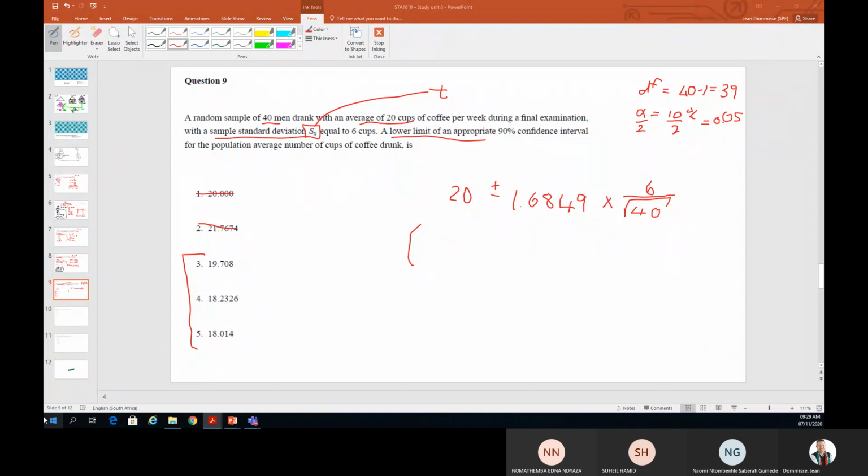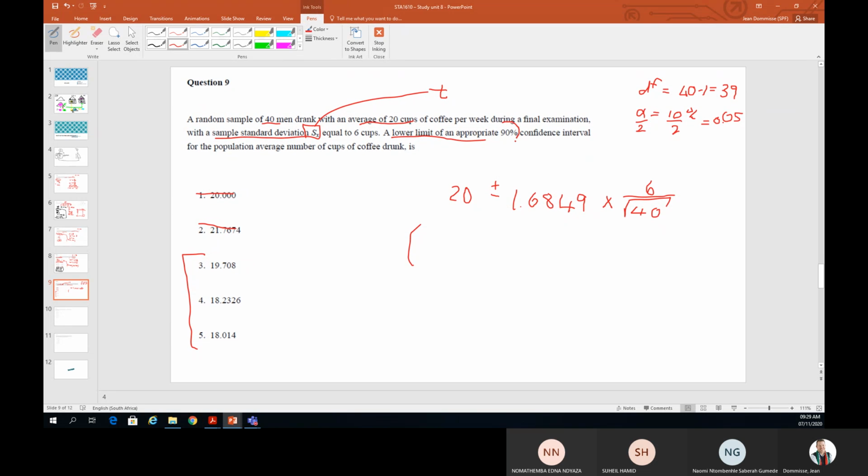How did I get the 10? Okay, the 10 was, they tell me the 90%, so 1 minus 90%, because I need to get to the alpha, will give me the 10%. And because we're working with confidence intervals that are two-tailed, we need to divide it by 2 to get to that one. And remember, confidence intervals are always two-tail.